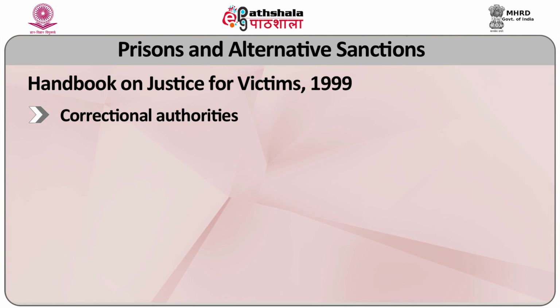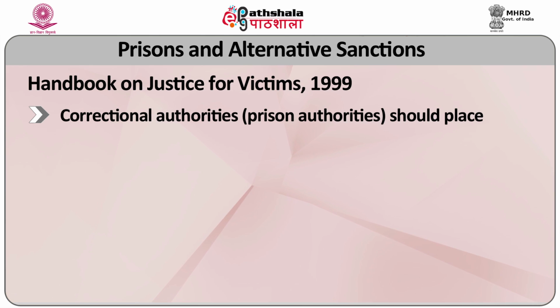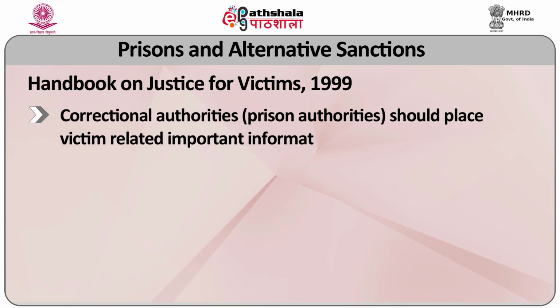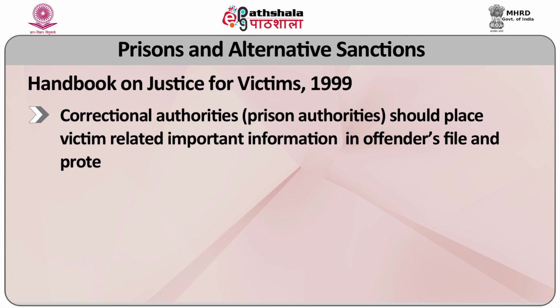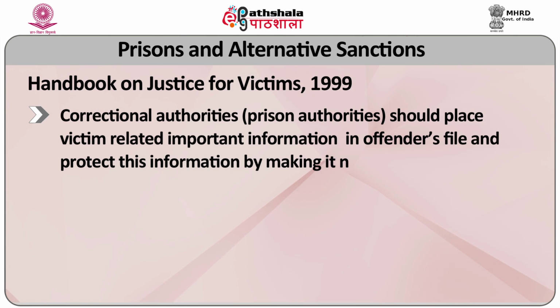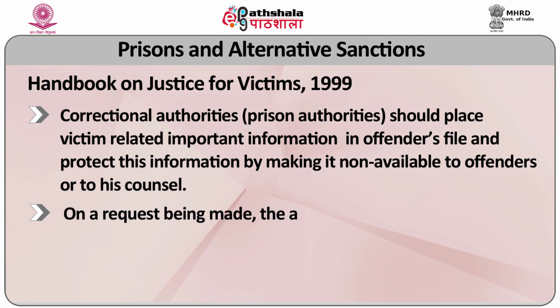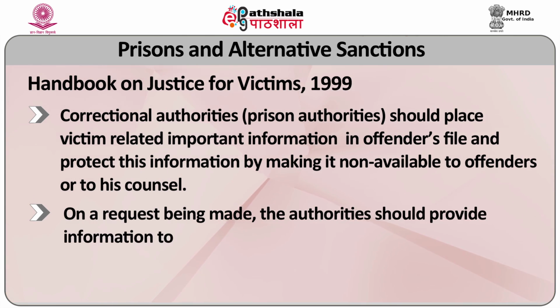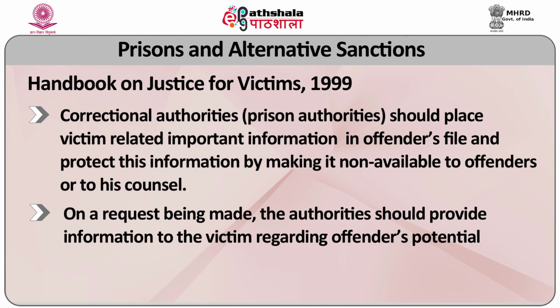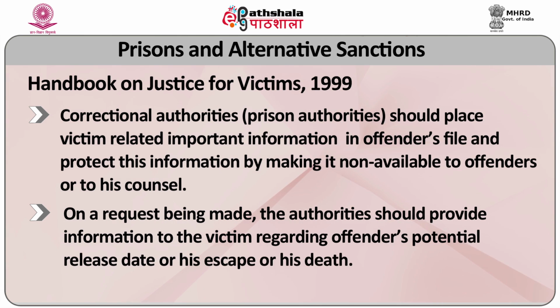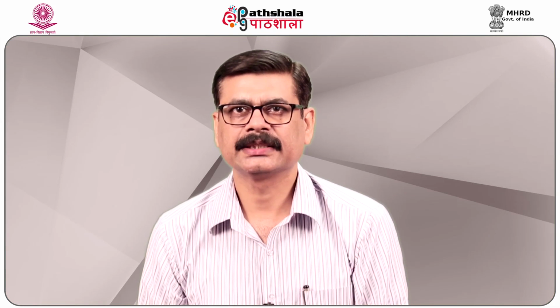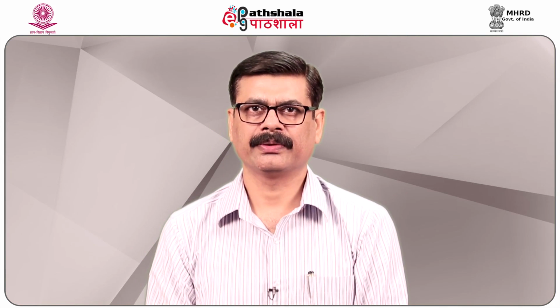Correctional authorities, that is the prison authorities, should place victim-related important information in the offender's file and protect this information by making it unavailable to offenders or their counsel. On request, the authorities should provide information to the victim regarding the offender's potential release date, escape, or death. National Organization for Victim Assistance, that is NOVA USA.